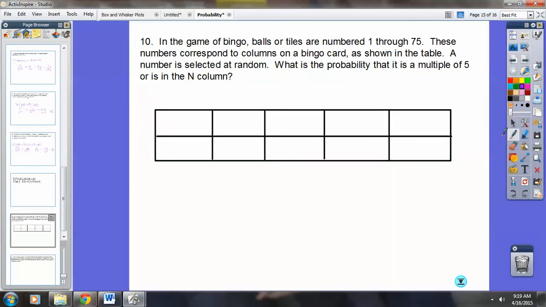You guys all played bingo before? In the game of bingo, there's certain numbers that are in the B column, certain numbers in the I column, etc. In the B column, they have the numbers 1 through 15. In the I column, the numbers 16 through 30. In the N column, 31 through 45. In the G column, 46 through 60. And the O column, 61 through 75.